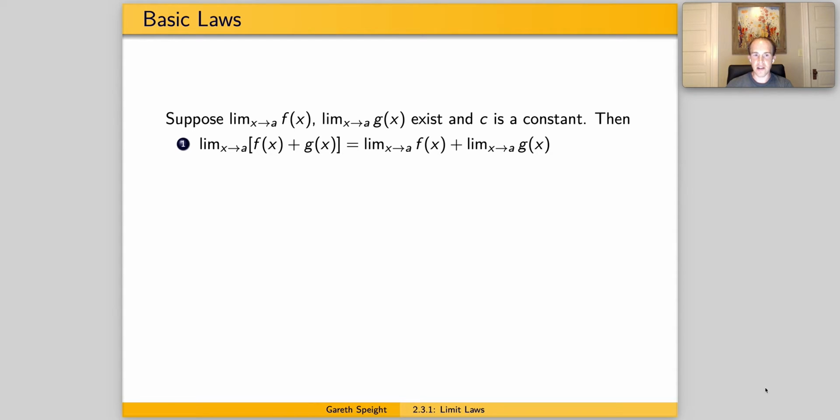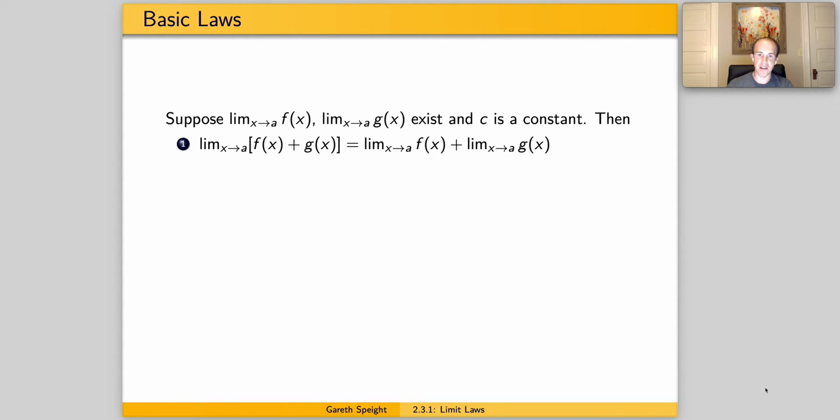So the first rule is that the limit of f of x plus g of x as x tends to a is the limit of f of x plus the limit of g of x if the limit of f and the limit of g both exist. So in other words, we can interchange sums and limits provided the individual limits exist. Okay. So why does this make sense?